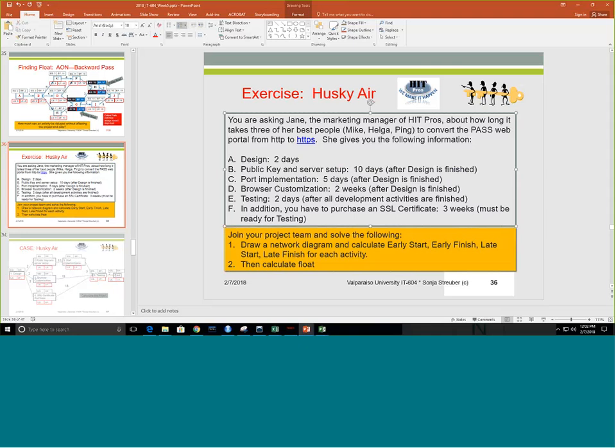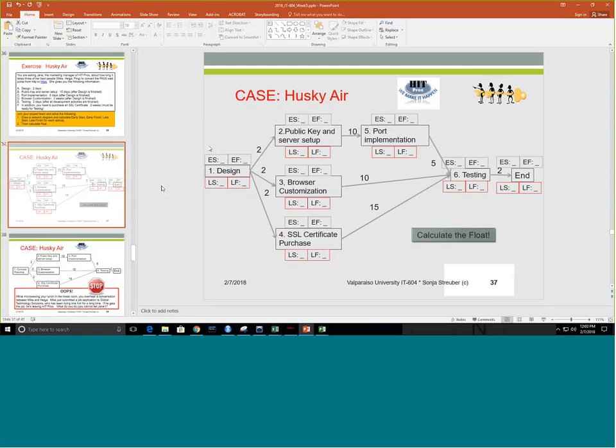Testing is 2 days after all the development activities are finished. Now we're going to assume that all of these, B through D, are development activities. And then F, we have to purchase an SSL certificate. So that takes 3 weeks. Now let's see. How can we do that?